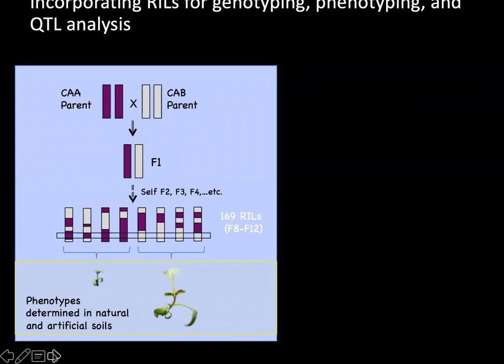The idea behind this is that as we are self-pollinating these plants and maintaining the lines, some plants will have a lot of their genes coming mostly from CAB or CAA, and vice versa. And those plants that have more CAA genes will probably be less tolerant to harsh environments compared to those recombinant inbred lines that have more CAB-like genes and should show some type of tolerance.